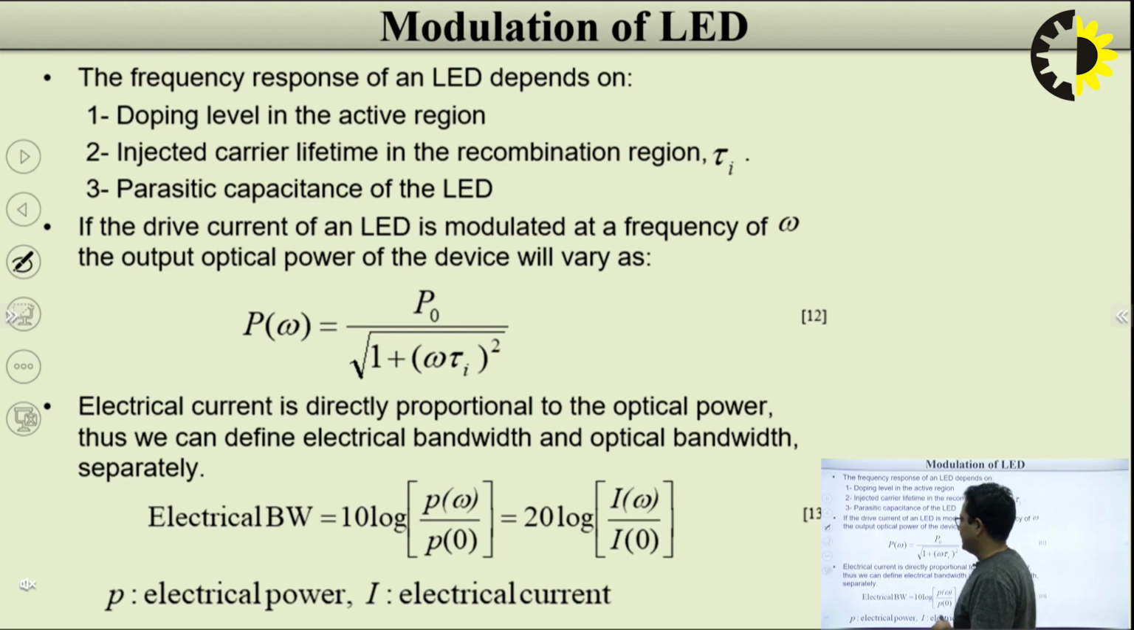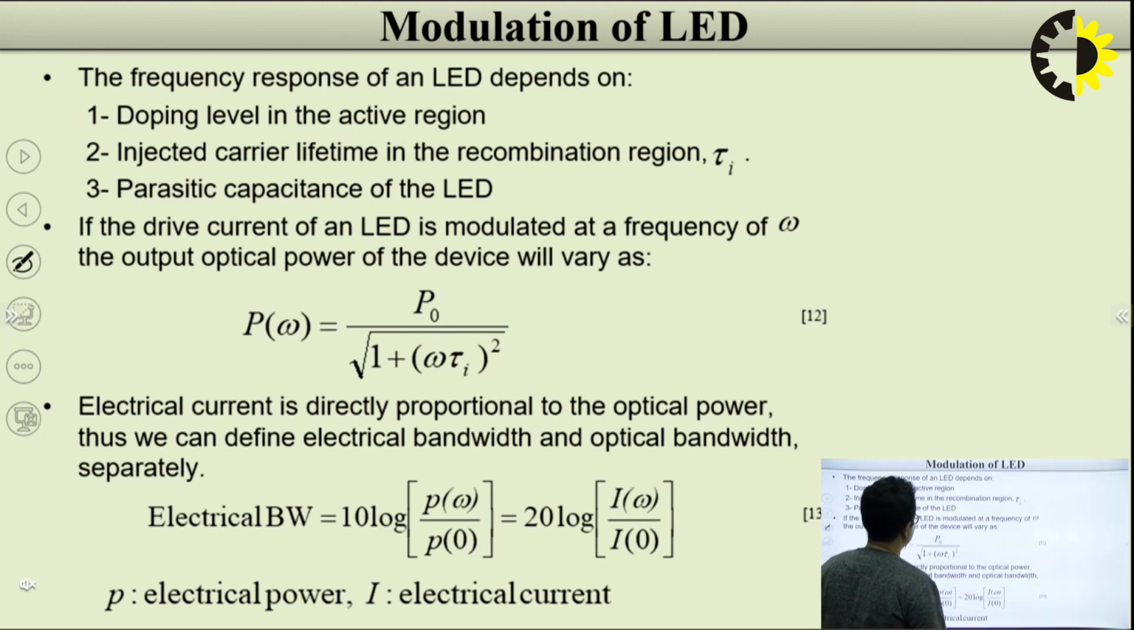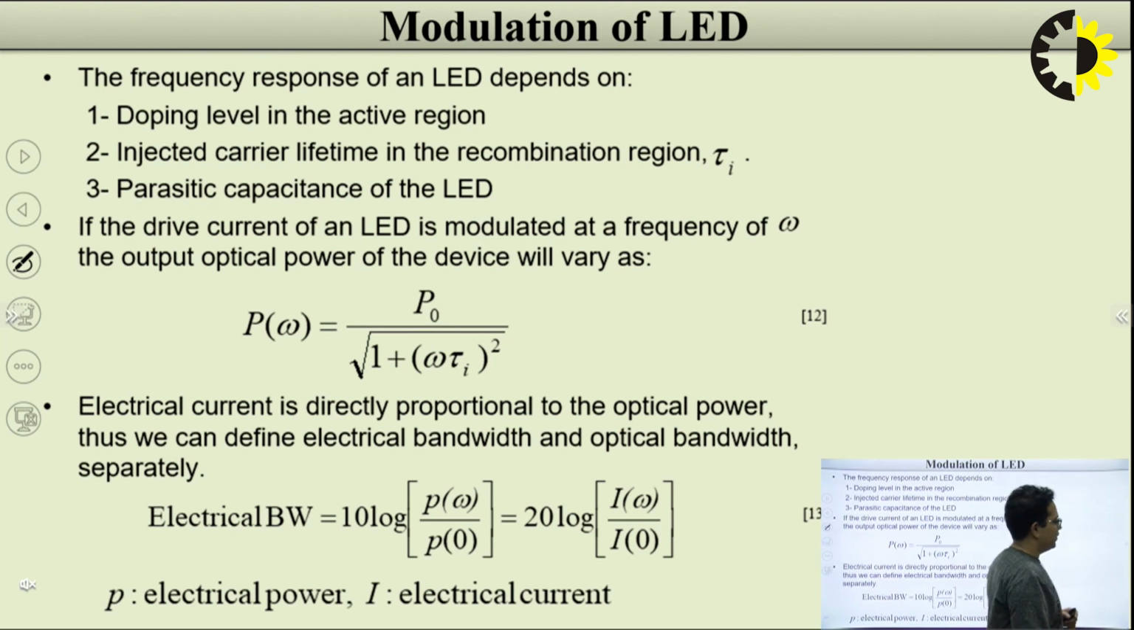Now the next thing about the LED is the modulation of the LED. What is the modulation of an LED? What is the meaning behind this term? Modulation means how fast we are turning the LED on and off. The frequency response of this LED depends on some criteria, which we will discuss in this slide.